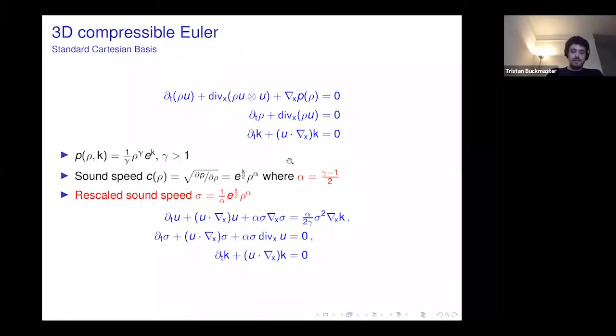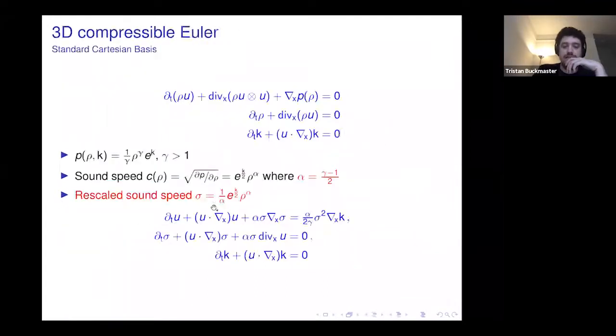Okay, so let me go on to the 3D case. So this is the 3D non-isentropic case. These are the equations, and as I said, we want to rewrite these equations in terms of the rescaled sound speed, and this gives us some nicer equations here.